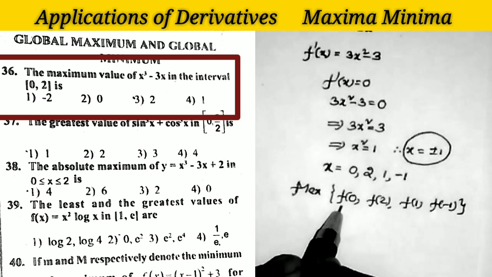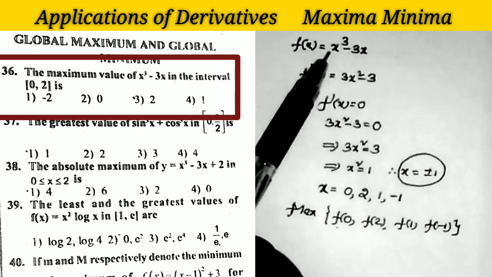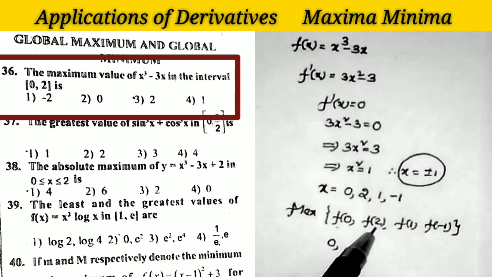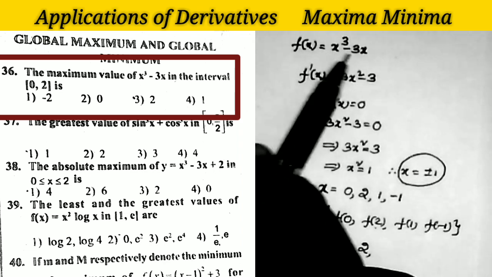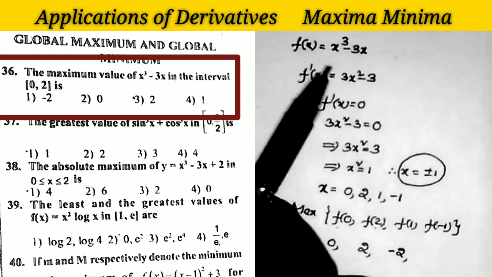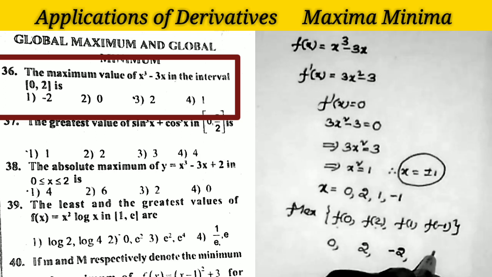Okay, what is f of 0? What is the function here? x cube minus 3x. What is f of 0? That is equal to 0. What is f of 2 value? 8 minus 6 is equal to 2. What is f of 1 value? 1 minus 3 is equal to minus 2. What is f of minus 1 value? Minus 1 plus 3 is equal to 2.